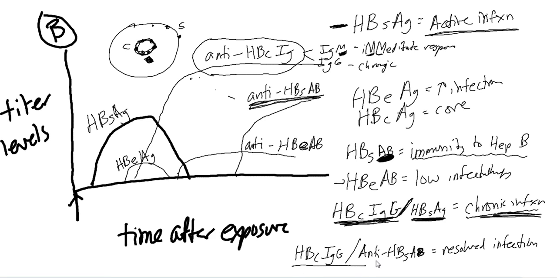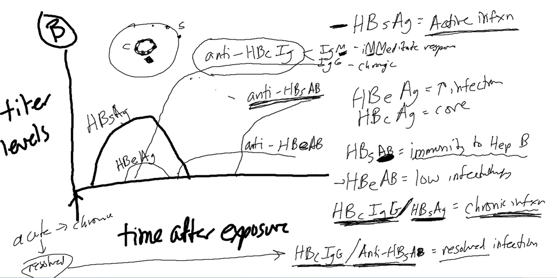If you see the exact same thing, except this time with anti-surface antibodies, it means that you originally had this antigen, and you originally had this core protein, but your body is now producing antibodies against both. It means you were infected at one point, but now you've resolved. Because remember, you can go from acute to chronic or acute to resolved. This acute to resolved is where you'll see levels of this.